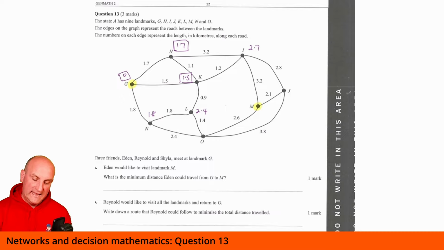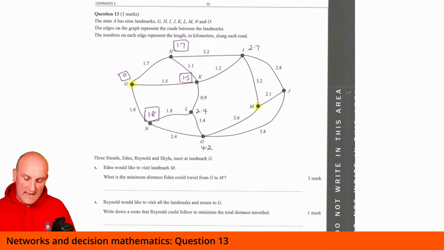I've exhausted my H. Where's my next smallest number? 1.8. So let's go with 1.8. 1.8 plus 1.8 to L gives me 3.6, but I can get there quicker. 1.8 and 2.4, I'm just going to add that together on my calculator. 1.8 plus 2.4 gives me 4.2. So I can get there in 4.2.